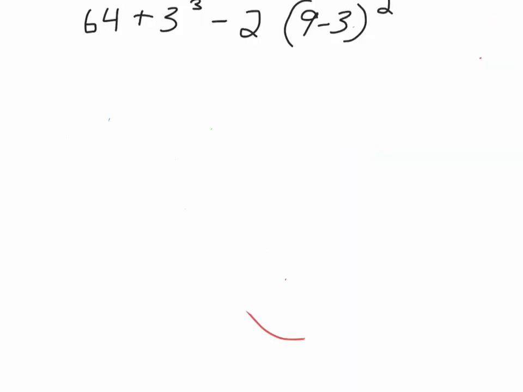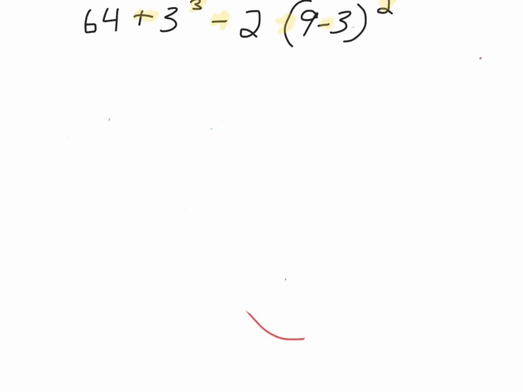All right, this next problem you write down is kind of interesting. 64 plus 3 cubed minus 2, and then in parentheses, 9 minus 3, and we're going to square that. So there are several steps to this. We can see we have an addition, we have an exponent, we have a subtraction, we have a multiplication here, we have a subtraction, and we have another exponent. So I have 1, 2, 3, 4, 5, 6 steps. So this one's going to take some paper. I want you writing all of it.